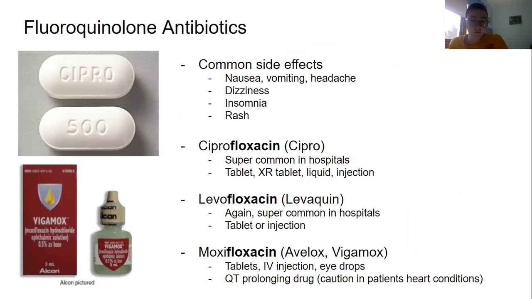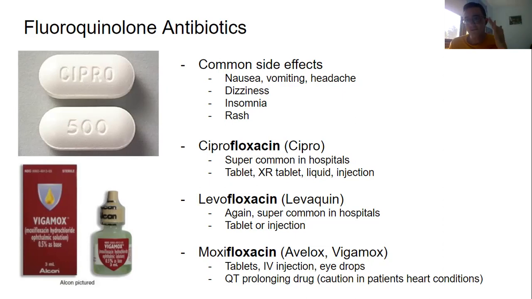Levofloxacin as well, you can see the dosage forms right there, tablet or injection. Moxifloxacin is also found in eye drops, so that sort of sets it apart from the other fluoroquinolones. And the important thing with moxifloxacin is it's a QT prolonging drug. So you have to use caution in patients with heart conditions.